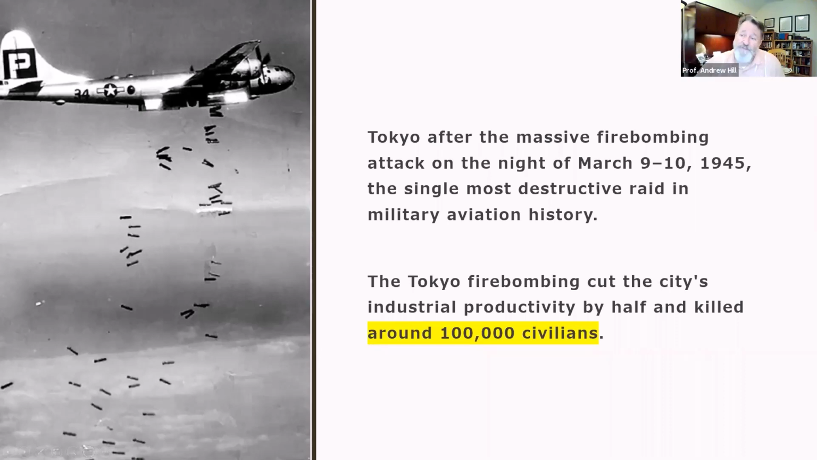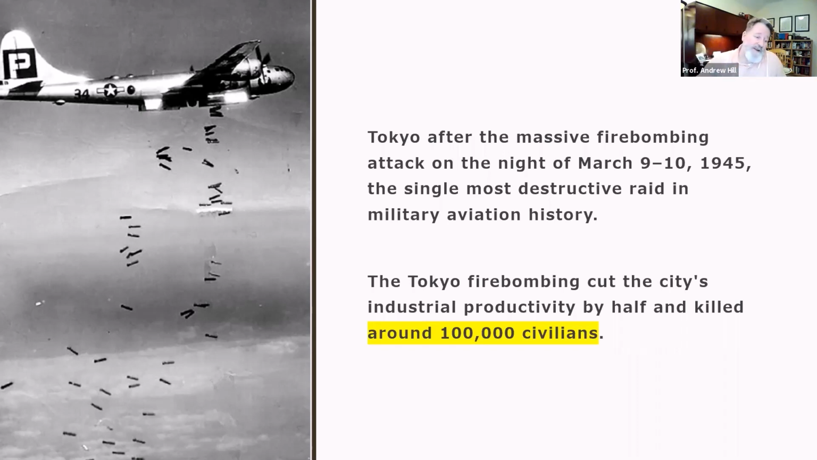And the height of this comes on March 9th, that night, and then into the early morning hours of March 10th, 1945. There's a massive firebombing of Tokyo that kills at least 100,000 people. The city is set ablaze, and scores and scores, tens and tens of thousands of people die. Civilians, children in schools.